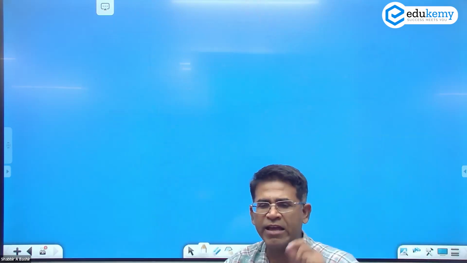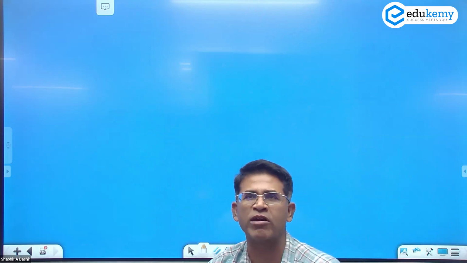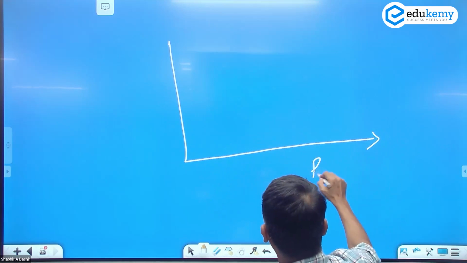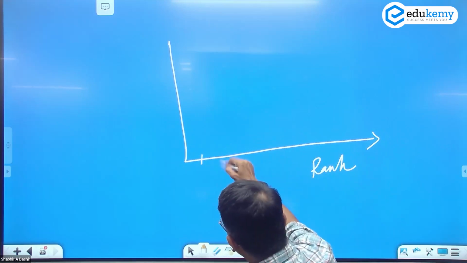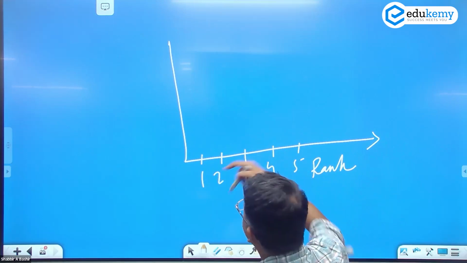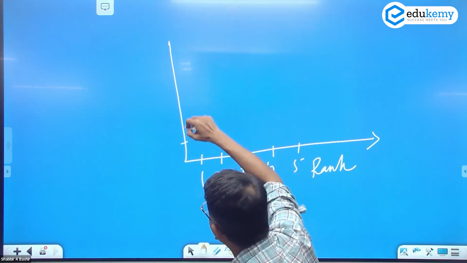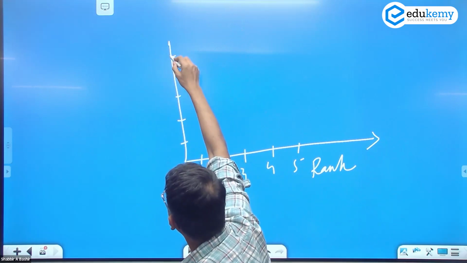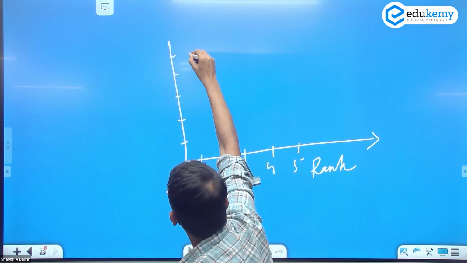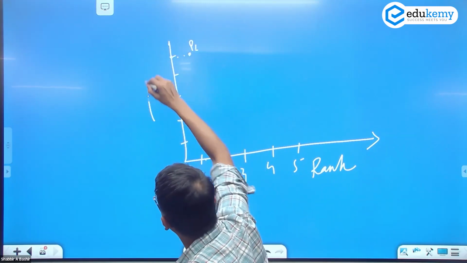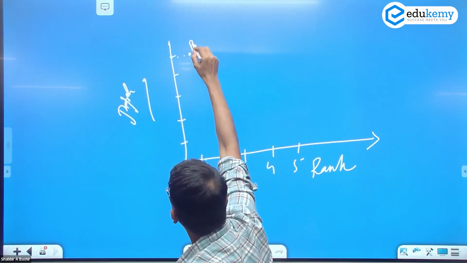Now, next point. If the rank size rule is plotted on a graph, now watch here. Say on the x-axis, I am plotting rank 1, rank 2, rank 3, rank 4, rank 5. These are the ranks. And on the y-axis, I am plotting population. So the largest one: rank 1, this is P1, the population of the largest city is here. On this side, I am plotting population. This is city 1.